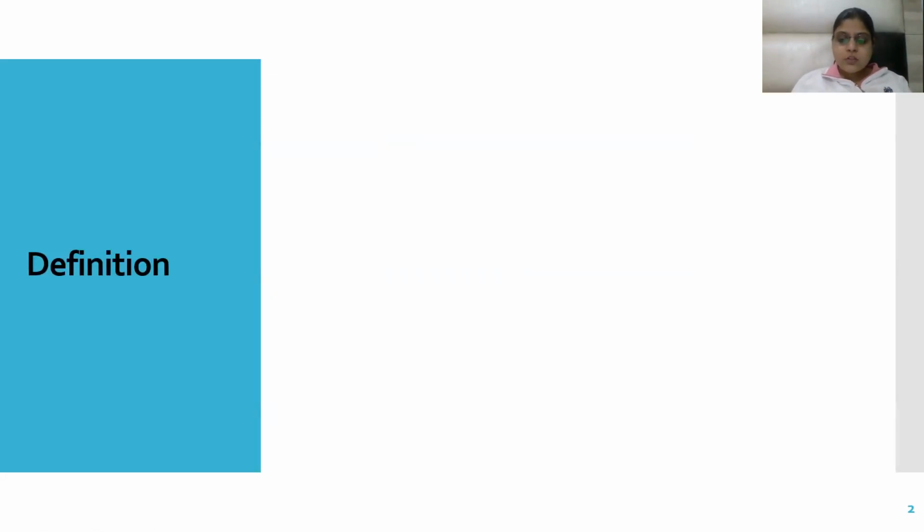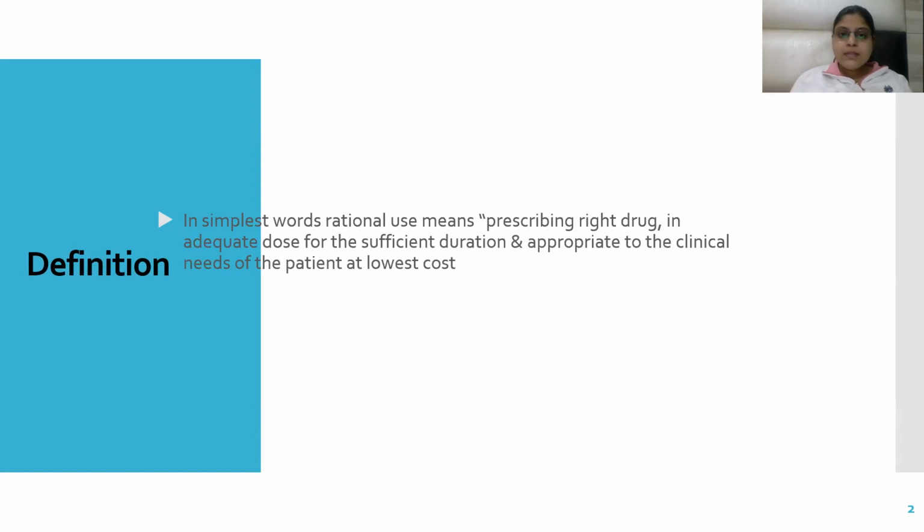Now, what is the definition? In simplest words, rational use means prescribing the right drug in adequate dose for a sufficient duration and appropriate to the clinical needs of the patient at lowest cost. Means we are prescribing the right drug. Right drug means which affects the disease. The pharmacological actions of that drug are suitable for the treatment of that particular disease.